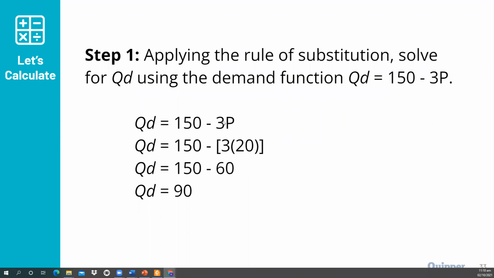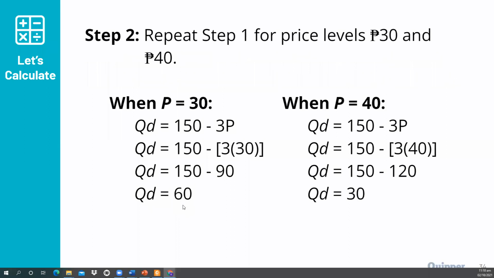So QD is equal to 150 minus 3P, 150 minus 3 times 20, 150 minus 60 equals 90. So for the 20 pesos na notepad, meron daw tayong quantity demanded na 90. For the next one naman, repeat step 1 lang, and then for the 30 and 40. So for the 30, 3 times 30 is 90, 150 minus 90, 60. And then for the 40, 3 times 40 is 120, 150 minus 120, 30. So as you can see, as the price goes higher, lumiliit yung quantity demanded natin.